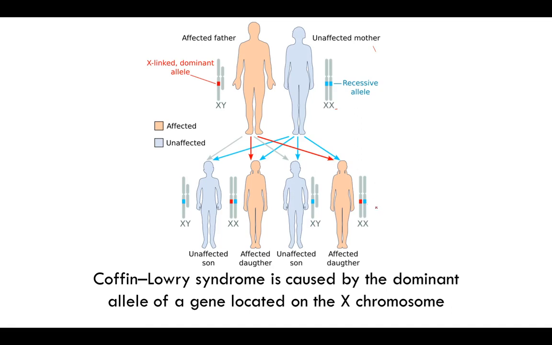Okay? So this is sex-linked because it appears only in the females and not in the males. If these two partners had 10 boys, none of them would have Coffin-Lowry syndrome. But if they had any daughters, they would. So that is an example of sex-linked inheritance. Okay.